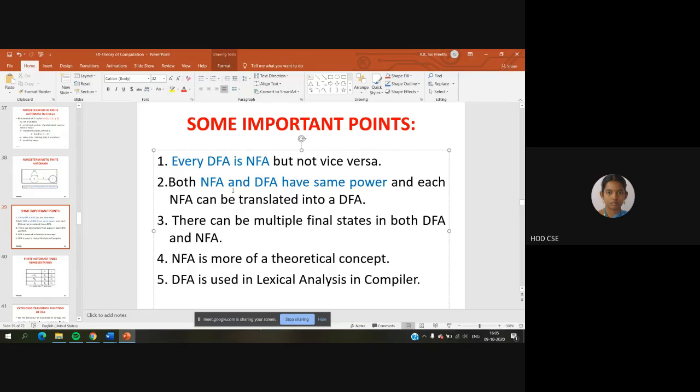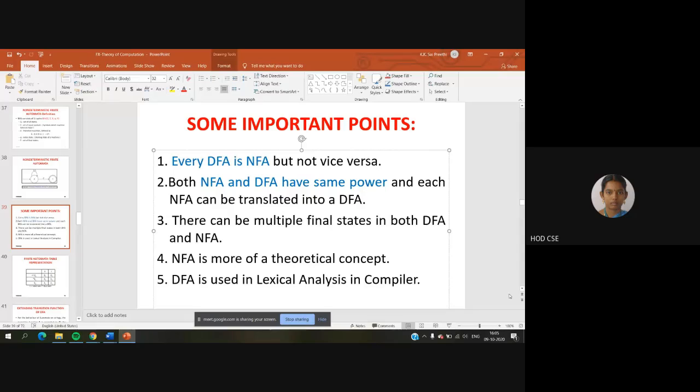Whether NFA and DFA have equal power or NFA has more power than DFA. What is your answer? That is a question in GATE. Do NFA and DFA have the same power, or does NFA have more power than DFA? What is your answer? The answer is NFA and DFA have the same power. The NFA does not have more power than the DFA.